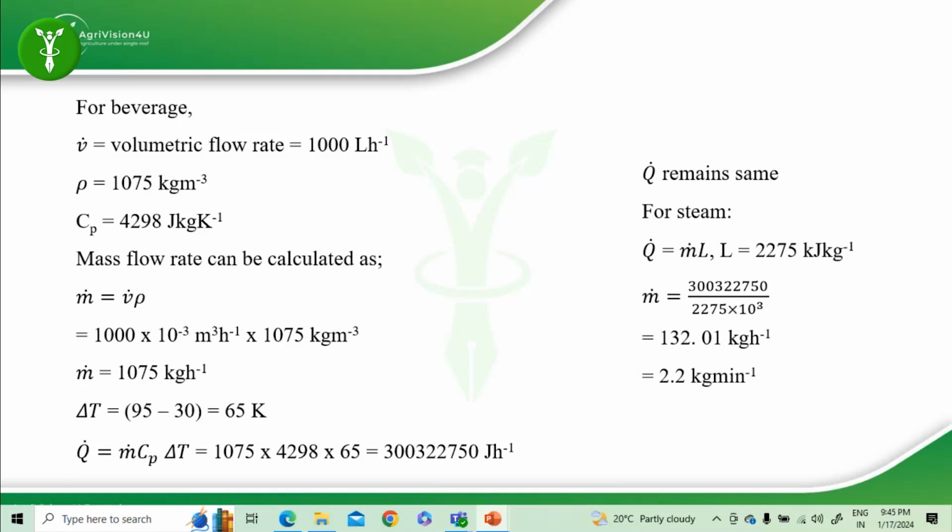Now since the value is in kg per hour, what have we been asked to calculate? We have been asked to calculate the mass flow rate of steam in kg per minute. So divide it by 60, and you get the value. Everyone getting the same? Okay, fine, perfect.